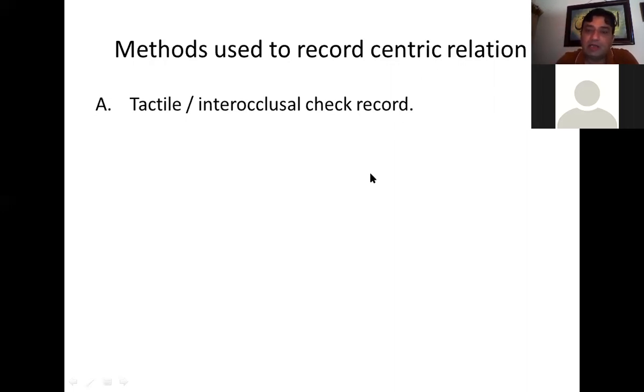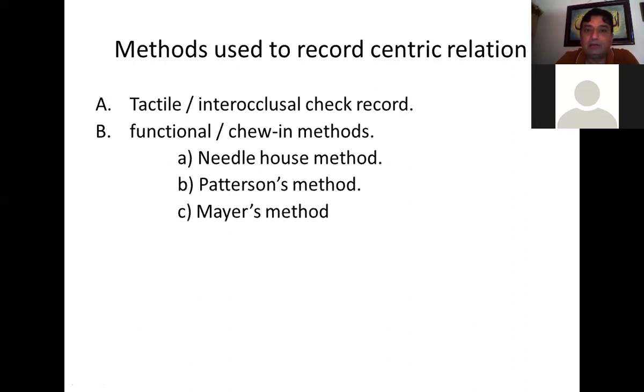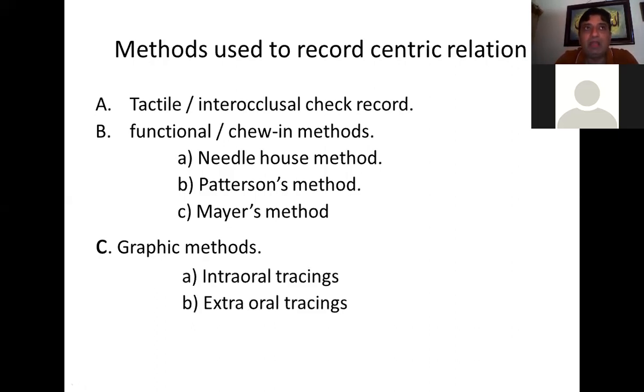A few points I discussed last time, but I will repeat them to understand things. As I discussed, we have the tactile interocclusal check record method and functional chewing methods. We don't want to discuss that category. It is now in the past; nowadays we use either the interocclusal check record method or the graphical method. We have two different ways to record the graphical method: one is the intraoral method and the other is the extraoral method. Then you have phase 4 records.